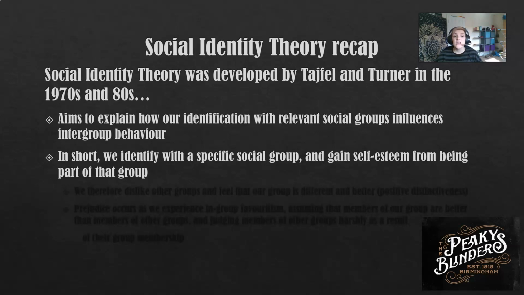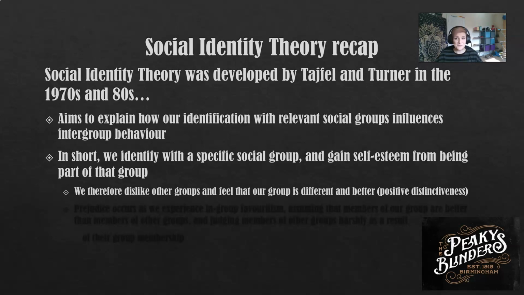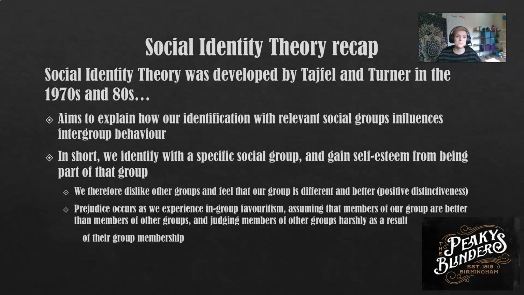It aims to explain how our identification with relevant social groups influences intergroup behaviour, so behaviour between one group and another. In short, we identify with a specific social group and we gain self-esteem from being part of that group. Therefore, we want our group to be the best, because if we identify with a group that we don't consider to be the best of the groups, then that will affect our self-esteem. We therefore dislike other groups and feel that our group is different and better. This is called positive distinctiveness, so wanting your group to be positively distinct from other groups, so better and different.